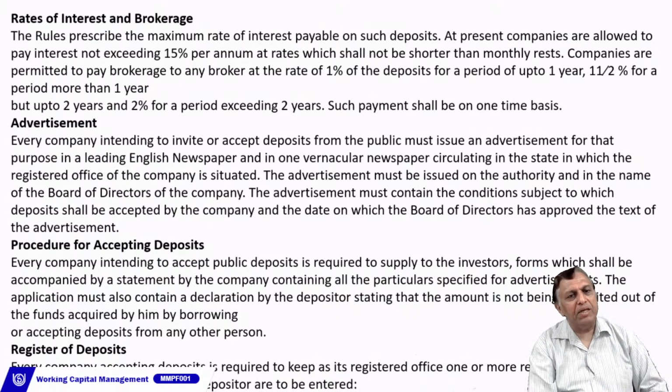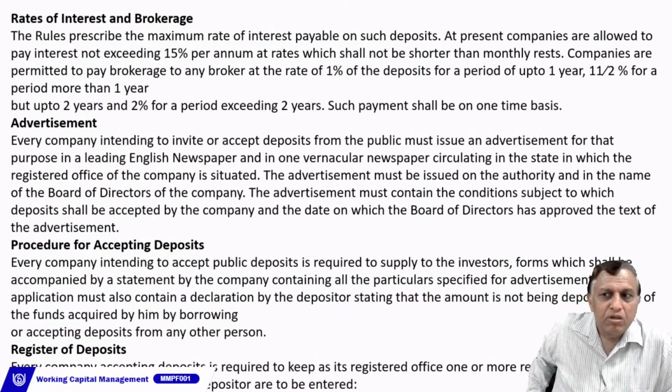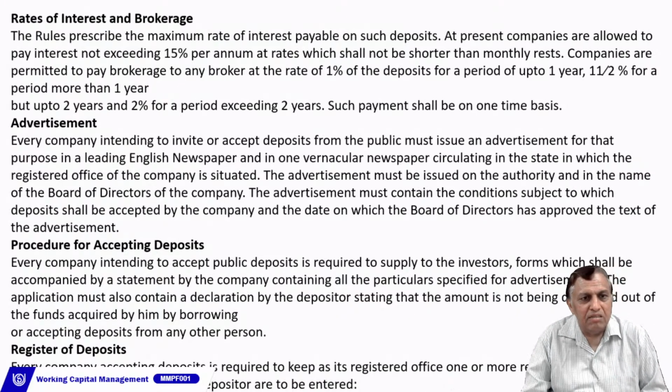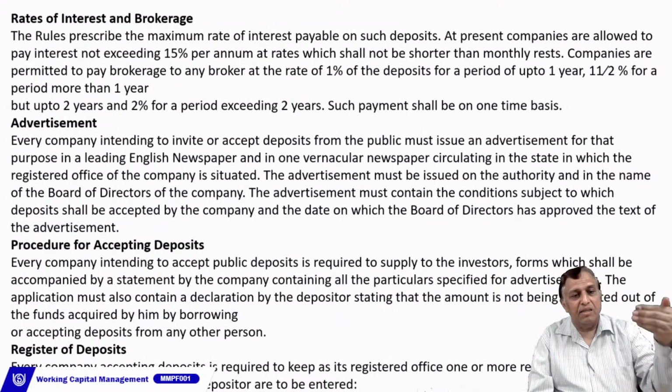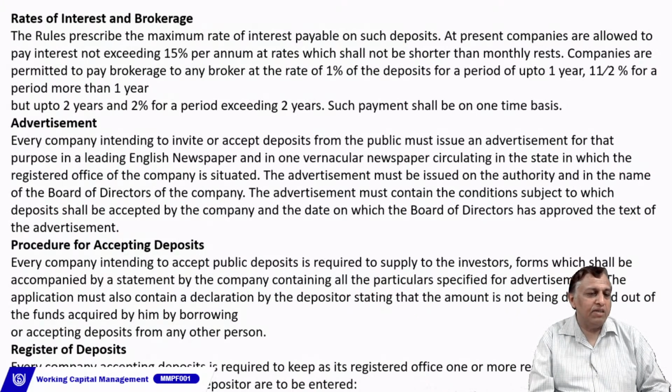How do you advertise? Every company intending to invite or accept deposits from the public must issue an advertisement for that purpose in a leading English newspaper or in one vernacular newspaper circulating in the state in which the registered office of the company is situated. The advertisement must be issued on the authority and in the name of the board of directors of the company. The advertisement must contain the conditions subject to which deposits shall be accepted by the company and the date on which the board of directors has approved the text of the advertisement. When you are issuing the advertisement in the name of the board of directors, definitely their approval also should be mentioned in the advertisement.